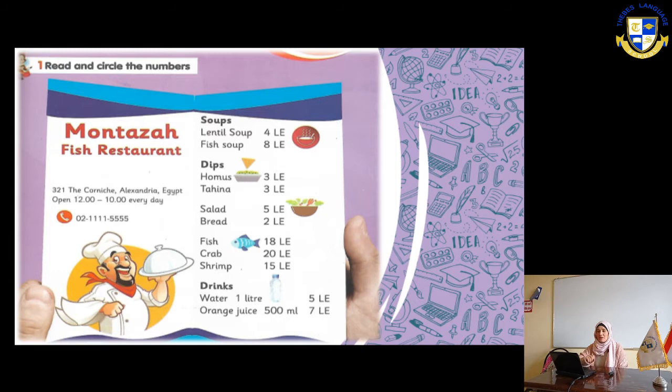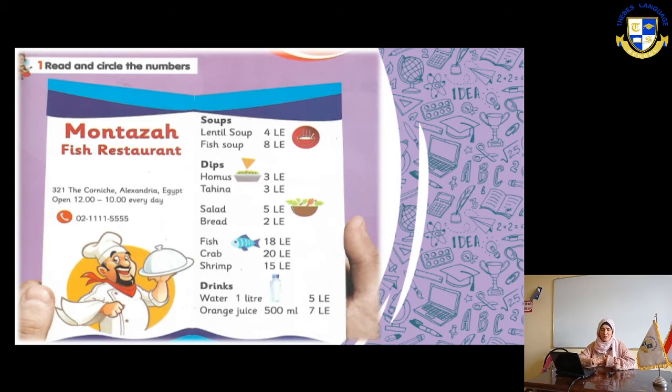Exercise number 1, read and circle the numbers. Here, this picture is a menu of a restaurant. We have the address. Address means a place. The address means the place of the restaurant. Where is the restaurant? This is the address. Then the time when the restaurant opens and closes.